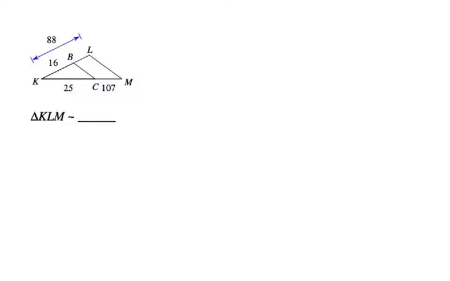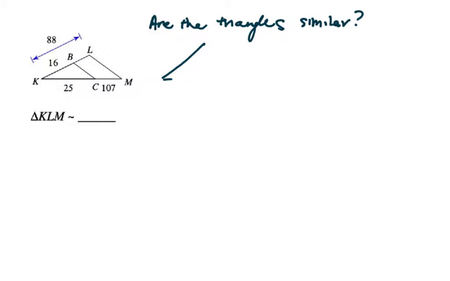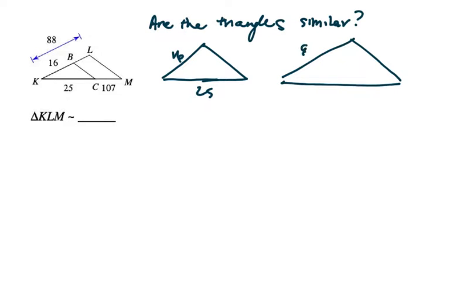On this problem, the text didn't copy over. We're asking, are the triangles similar? And for me, when they're all mashed up like that, it makes sense to me to redraw them so they're two different triangles. So I still have this one with 16 and 25, and then I have a much larger one with 88 as its full length, and then actually 25 plus 107 as its length.